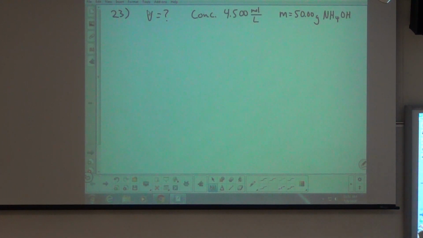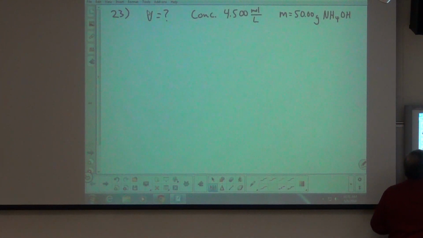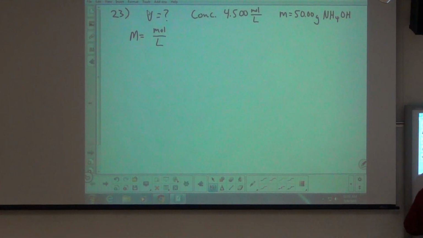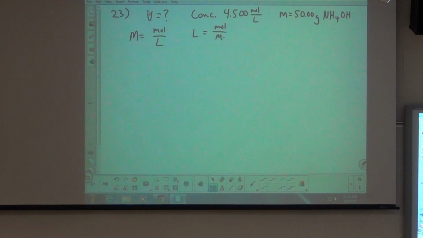All right, so I know that my concentration is moles per liter, so really my molarity is moles over liters. So I want to solve for my volume. That means my volume in liters would be my moles divided by my molarity. I don't have moles though. I've got mass though. I can use that to get it.